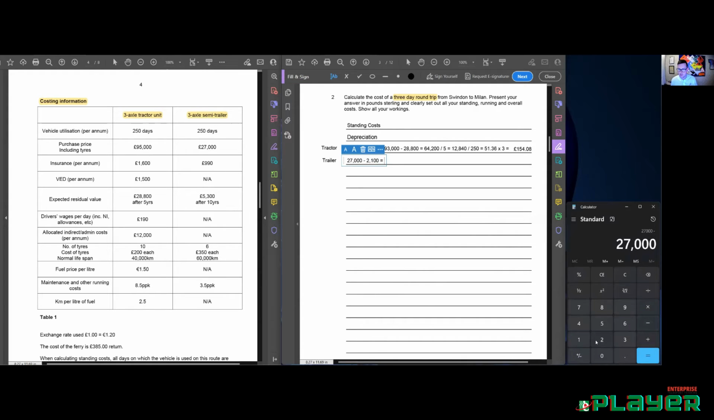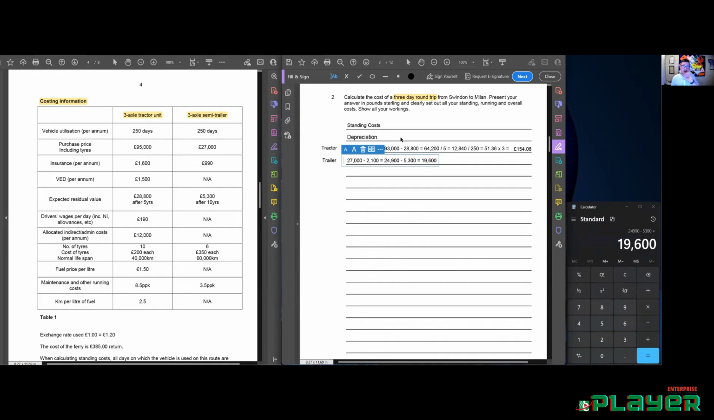27,000 minus 2,100 is 24,900. That's how much the vehicle is worth without the tyres on. Take away its residual value, what it's worth after its lifespan, minus 5,300 in this case. 24,900 minus 5,300 is 19,600. That's how much value it loses over its lifespan.